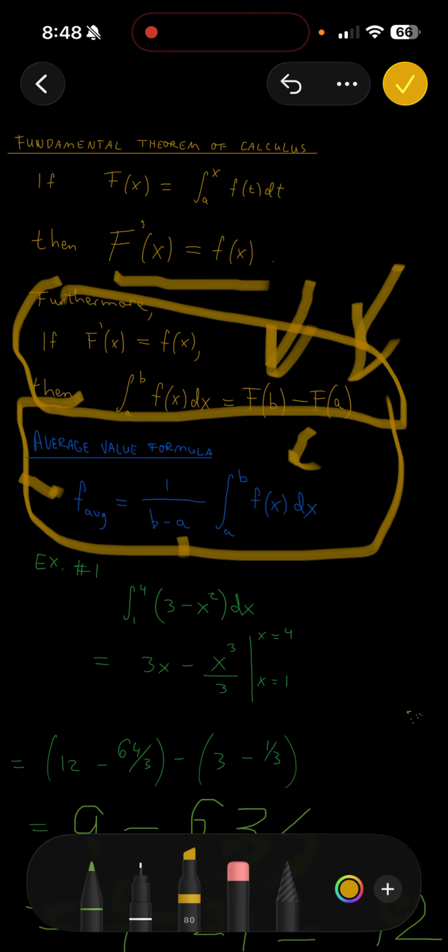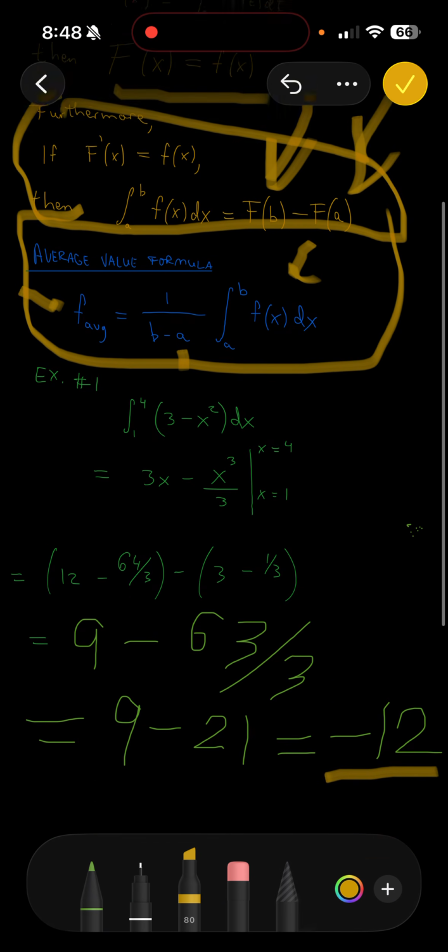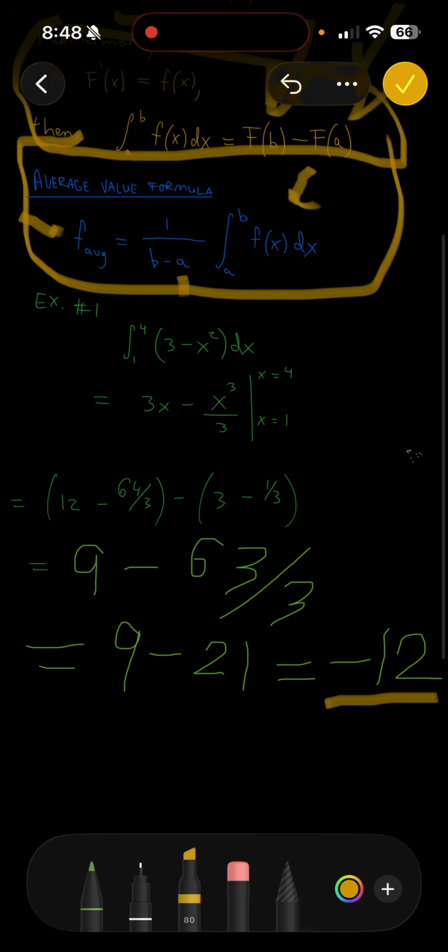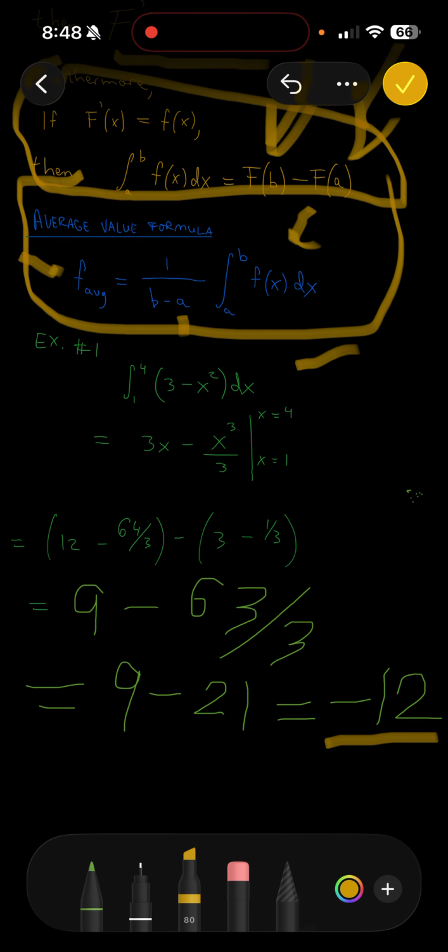Okay, then I pulled in green below an example from the packet you've got. So using that fundamental theorem of calculus, let's evaluate this, from 1 to 4. And then you integrate. First term, you get 3x. Second term, you get x cubed over 3, negative.